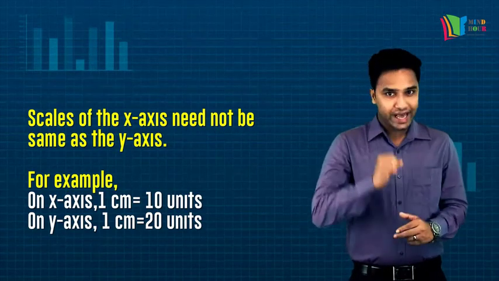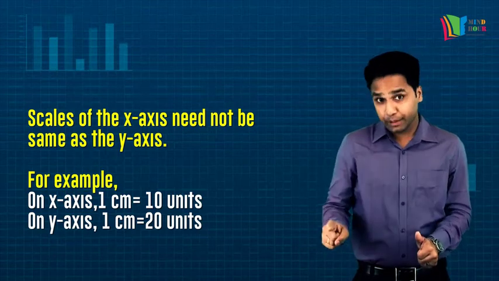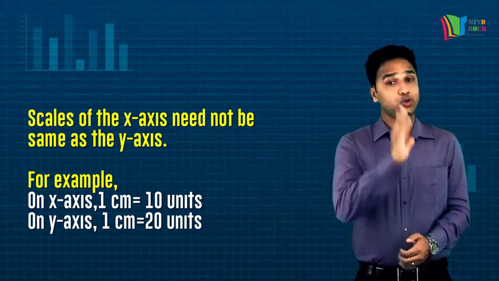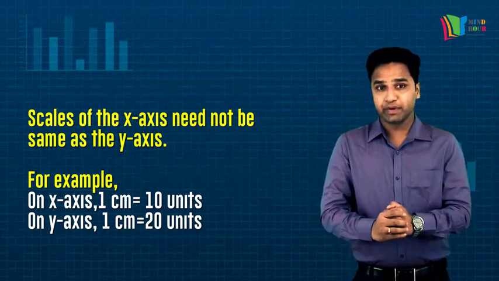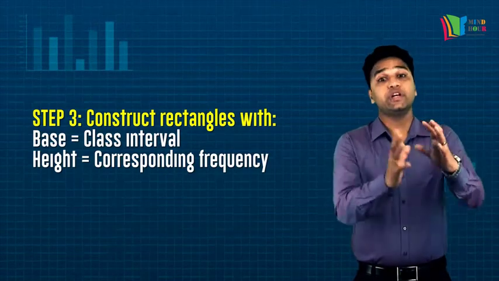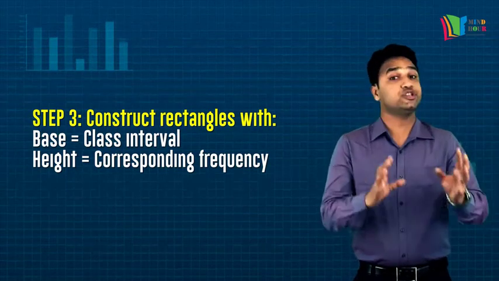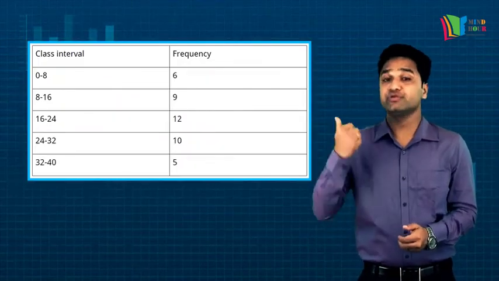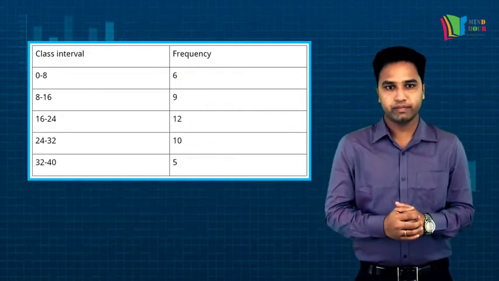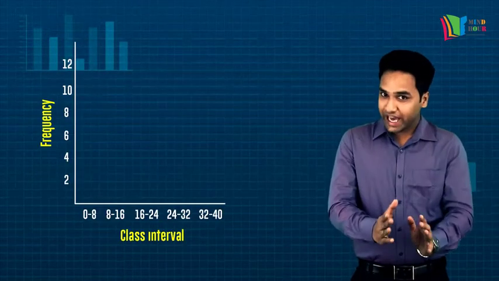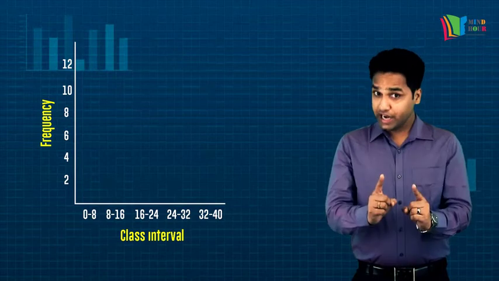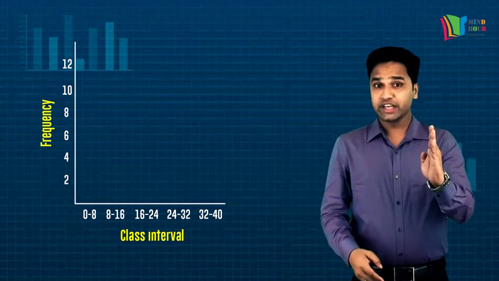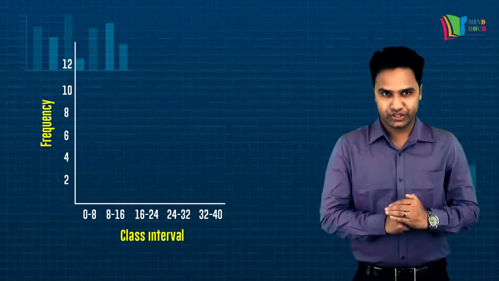For example, on the x-axis, 1 centimeter might be equal to 10 units, while on the y-axis, 1 centimeter might be equal to 20 units. Once you have chosen suitable scales, construct the rectangles with the class intervals as the base and the corresponding frequencies as the heights. Let's look at this frequency distribution table and construct a histogram. We choose scales as 1 centimeter equal to 8 units on the x-axis and 1 centimeter equal to 2 units on the y-axis.